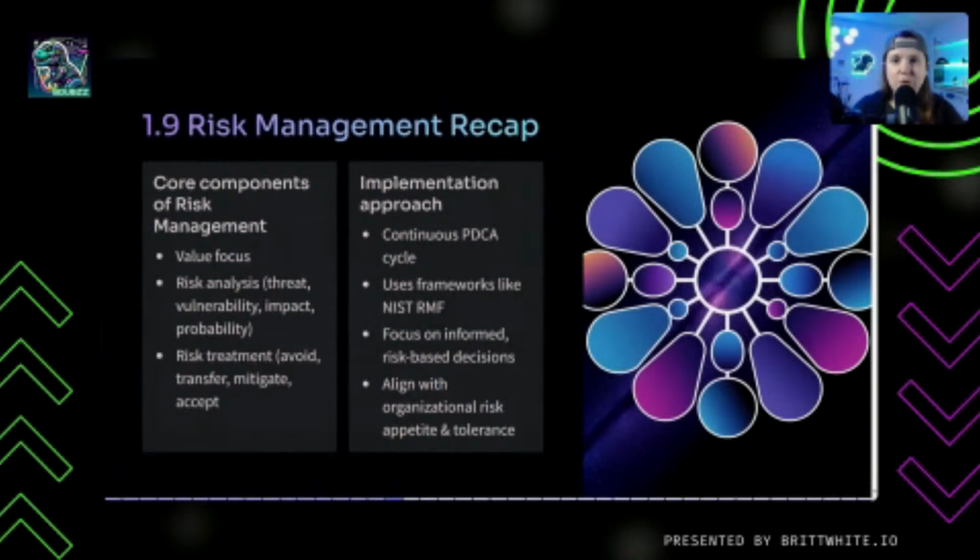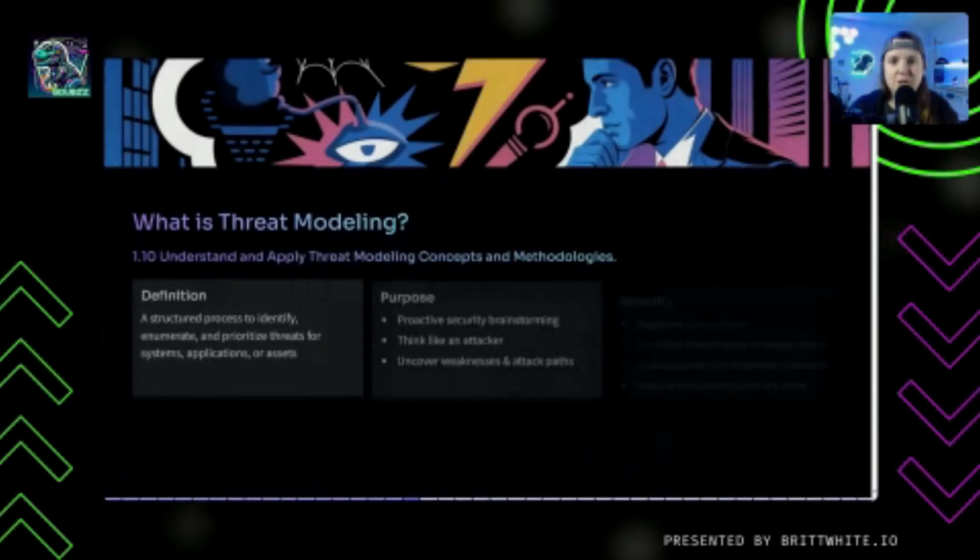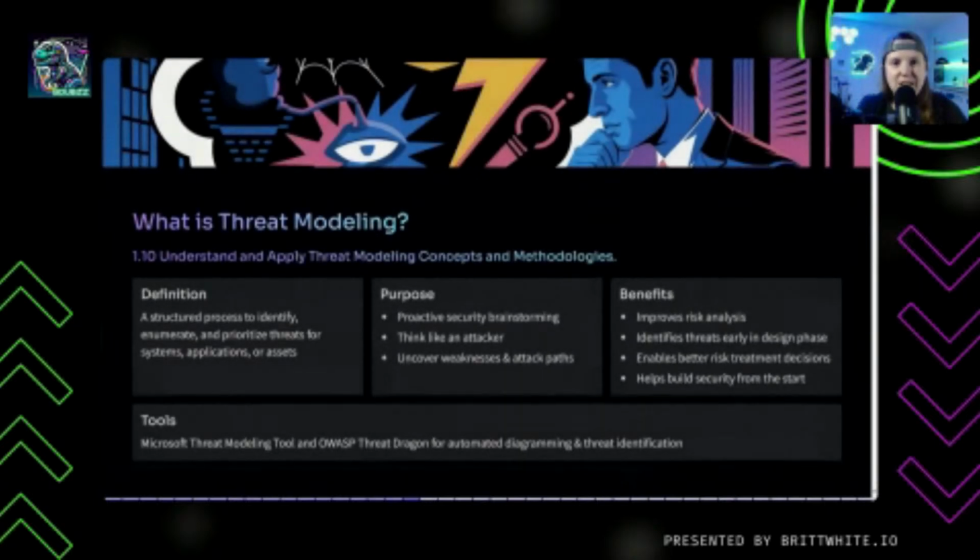It's about making informed, risk-based, and cost-effective security decisions aligned with the organizational risk appetite and risk tolerance. Okay, risk management is a large and foundational topic, but let's transition to our next objective, threat modeling. Objective 1.10, understand and apply threat modeling concepts and methodologies. Okay, cool. So what is threat modeling?